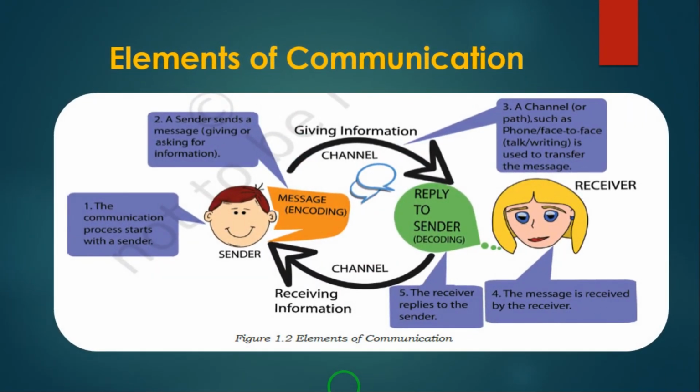Here are the elements of communication. For communication, definitely we require a sender and receiver, and in between sender and receiver, we require a channel. The communication process starts with a sender, and the sender sends a message giving or asking for information, and a channel, which is also called a path, such as phone, face to face talking, or writing, is used to transfer the message. And then there is your receiver. The message is received by the receiver, and the receiver replies to the sender through the channel.